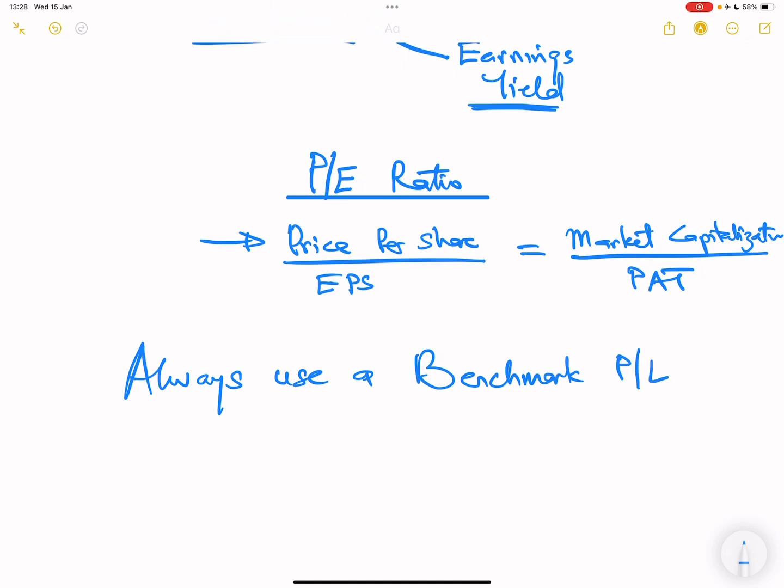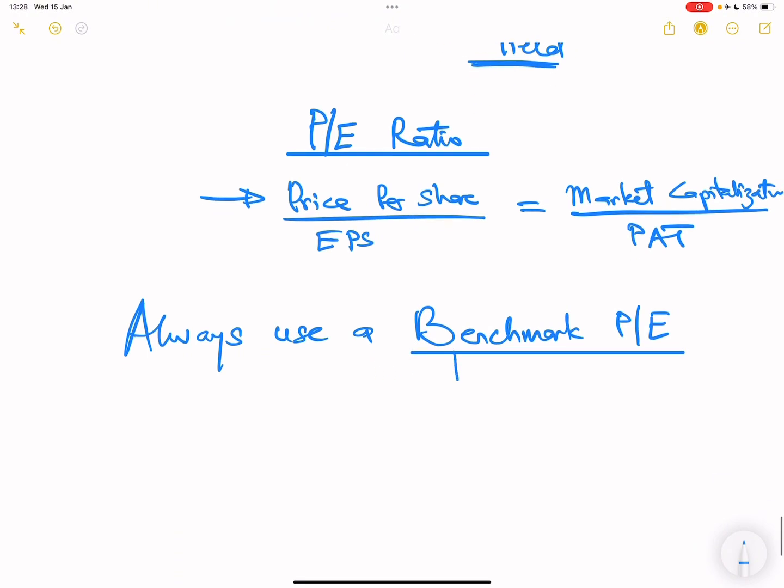PE. You cannot use the PE of a company to value itself. You cannot. You have to use another PE. So use a benchmark PE. Most times the benchmark PE, your first choice, especially in mergers and acquisition, is to use the buyer's PE, the person that wants to acquire the business. If that is not available, then you can use a proxy, a similar company's PE. So it's very important to note that.